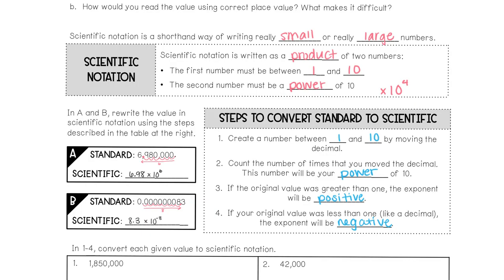So here again are your steps for converting from standard form to scientific notation. Remember that that first number has to be between 1 and 10, and the second number must be a power of 10. Large numbers get positive exponents, small numbers get negative exponents.